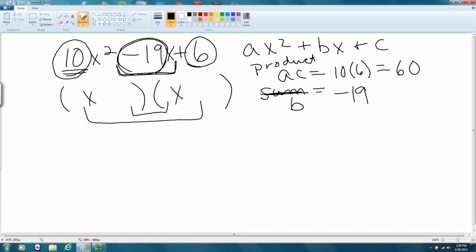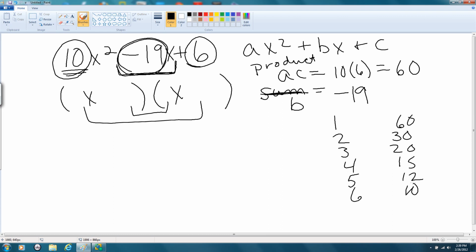So let me reiterate that. We want something where the product of a and c is equal to 60. And so two numbers, where the b term here is going to be equal to negative 19. Well, let's look at some of the products, how we get to 60. We could do 1 and 60. We could do 2 and 30. We could do 3 and 20. We could do 4 and 15. We could do 5 and 12. Or we could do 6 and 10.